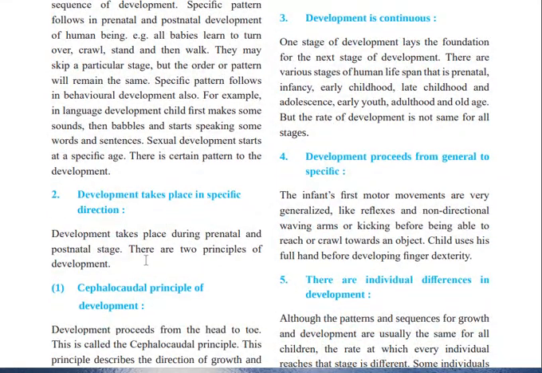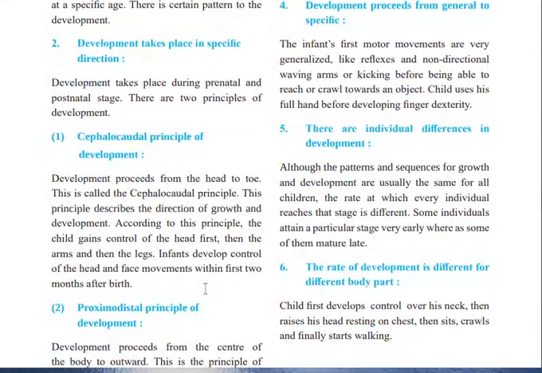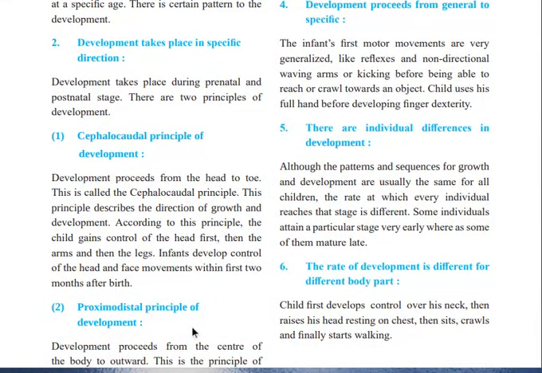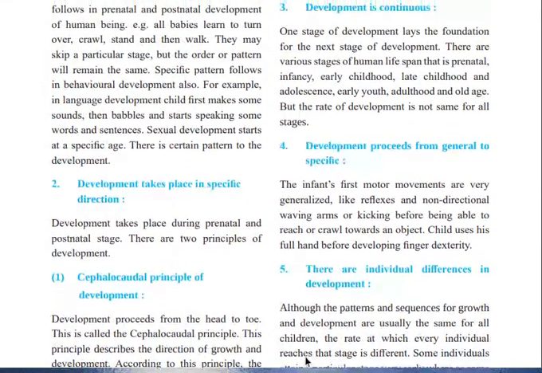Cephalocaudal means it develops from head to toe. Proximodistal development means development proceeds from the center, so things near your center develop first, like for example your internal organs and all.